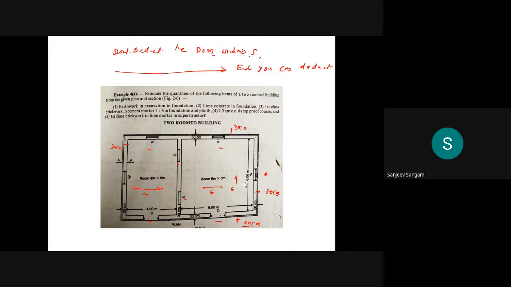The previous class we were discussing this problem. I have shared this problem's solution also. How exactly can a two-roomed building estimate be calculated, only the quantities? I have given the hints also on how we have to solve this. Of course, I'll give the detailed solution. Not a problem.